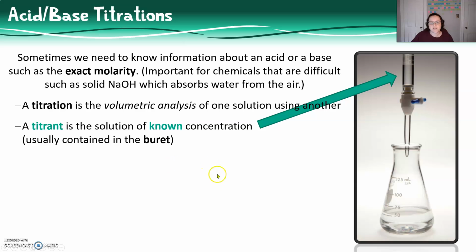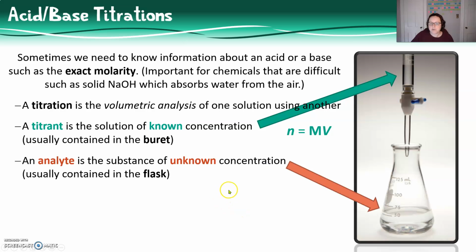At any point during the reaction, the moles of the titrant solute, N, can be determined from the known concentration, M, of the titrant, and the volume of the titrant that has been added to the reaction flask, or V. The solution of unknown concentration that contains the other reactant is called the analyte, and this is the solution that is already present in the reaction flask before adding any titrant, so before the titration is started.